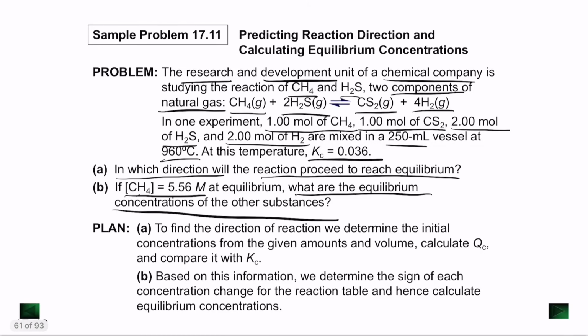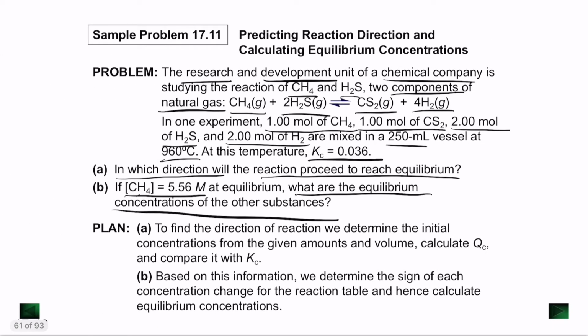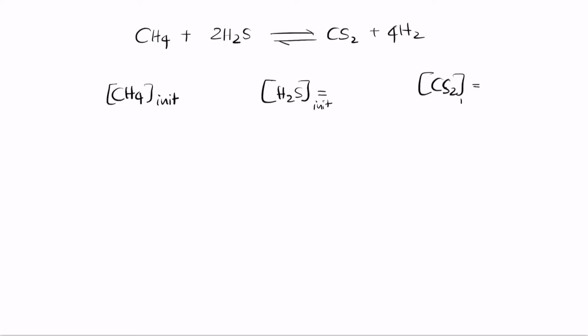So let's first write down the reaction. CH4 plus 2H2S gives CS2 plus 4H2. Now, we have to find the initial concentration of CH4, the initial concentration of H2S, the initial concentration of CS2, and the initial concentration of H2.